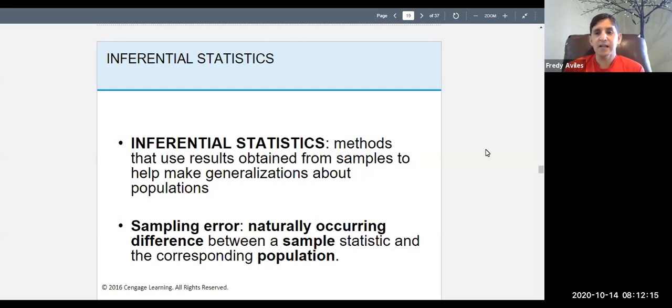Sampling error is a naturally occurring difference between the sample statistic and the corresponding population parameter. So if you find a certain difference between men and women in how much they drink, and your results are due to sampling error, that means there's no real difference there, okay? It's just a random difference. It's just by chance that you found this difference, and it doesn't really say something about the population. That's kind of what we mean by inferential statistics, okay?